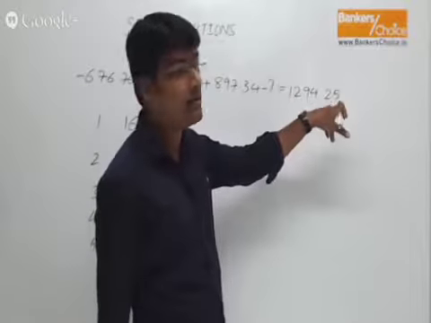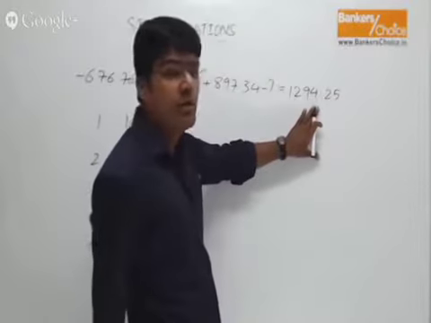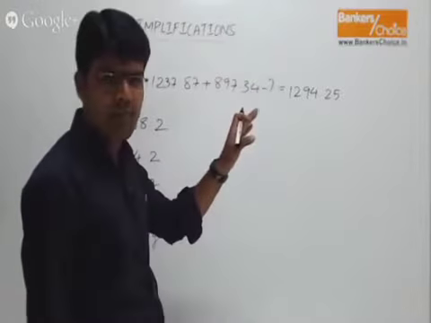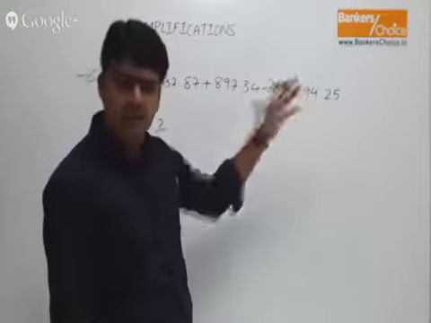That is what has to be calculated. And plus 1294.25 should be brought to the left hand side. It becomes minus 1294.25, right? So you can write that step and then go for the calculation.